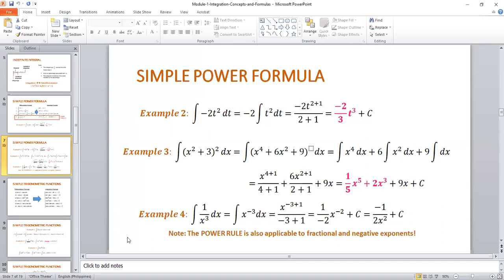So there's a note here. The power rule is also applicable to fractional and negative exponents. Just like what you have here. You have a negative exponent, and this can be even 1 over square root of x, wherein it's negative at the same time a fractional exponent. Because we know if it's square root, it's equivalent to an exponent which is 1/2. Okay? So power rule is applicable to fractional and negative exponents as well.